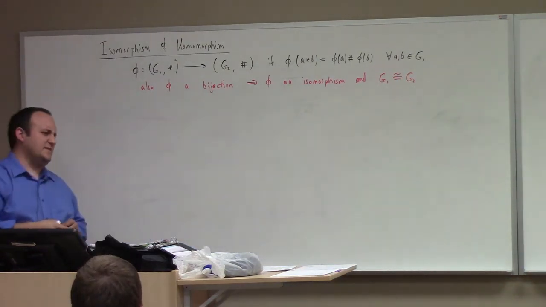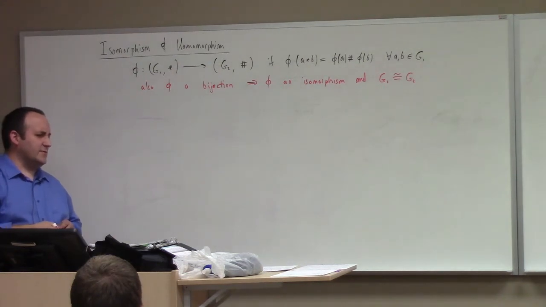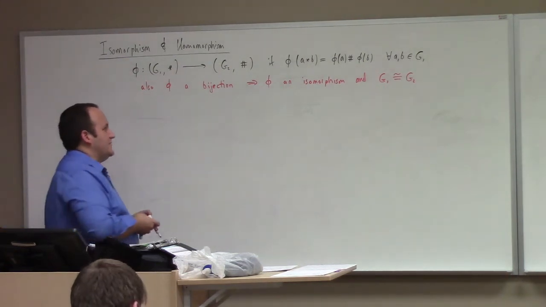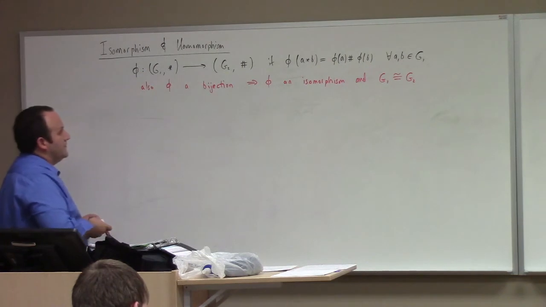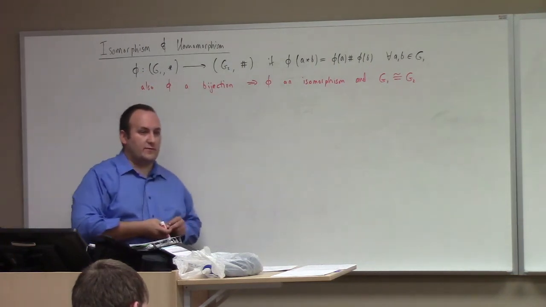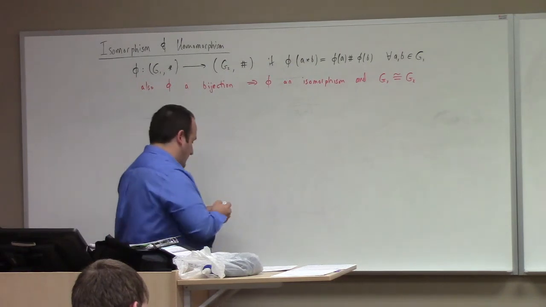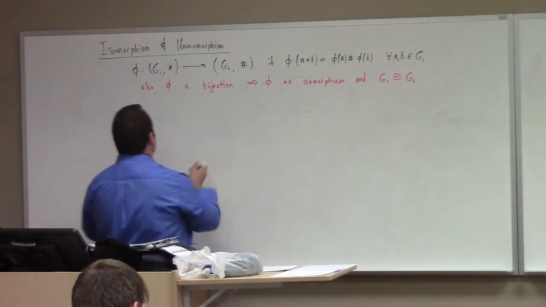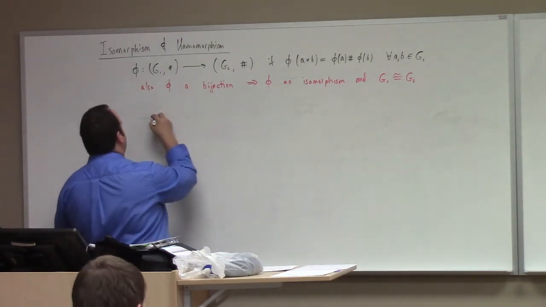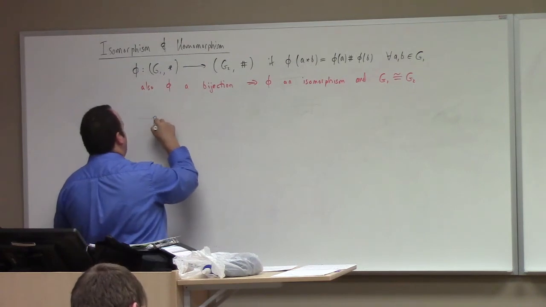Now, I think I said something incorrect, like the day before last. I said that if there was a homomorphism from G1 to G2, that they were homomorphic. I don't think that's quite accurate. I would prefer to reserve that terminology. And all of my examples were like this.